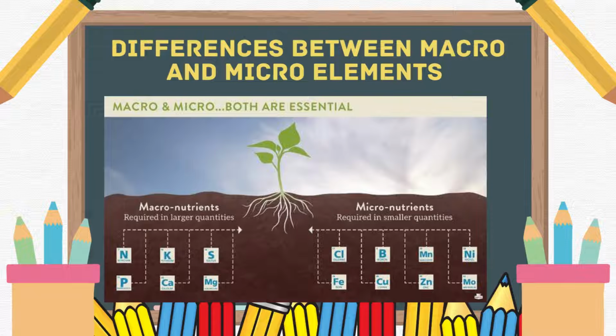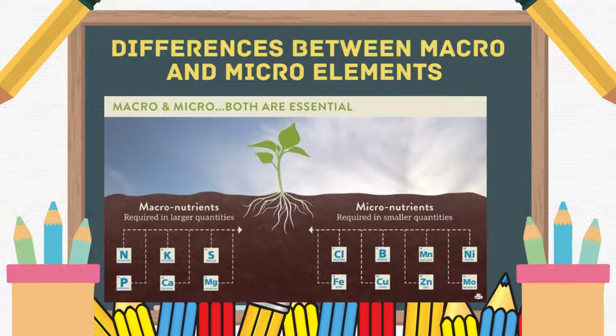So these nutrients are required in large quantities, right? And if there is any shortage of these, the plants will not grow well. They will not develop properly, right? So we divide these into primary and secondary.